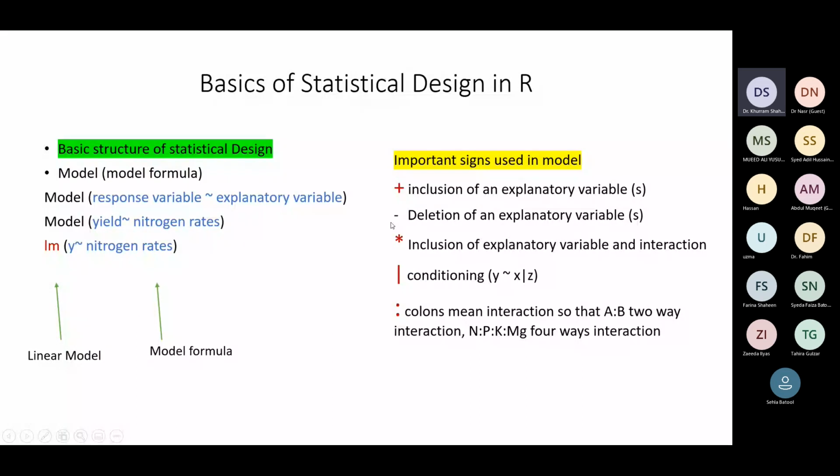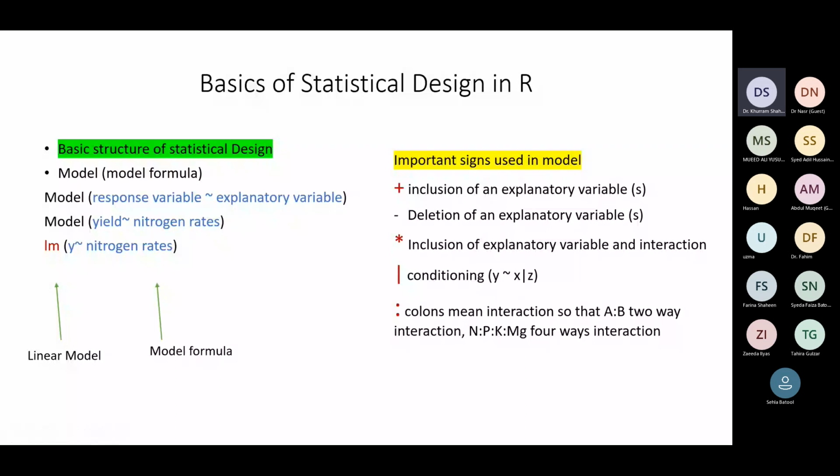If we want interactions, then we will use an asterisk sign between the independent variables, nitrogen rate asterisk variety. Then this will show you the interaction between two factors. Whether this interaction is significant or non-significant, R will show you. Then conditions: we want yield and nitrogen rate in the first year. So we will use this slash for conditioning. We want to see the effects in one year, two years, or in the presence of any explanatory variables.